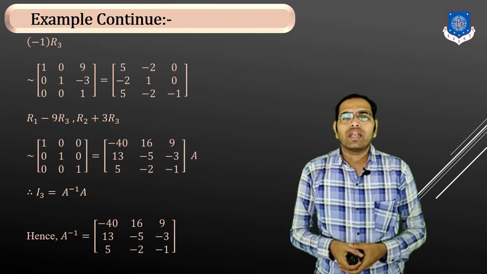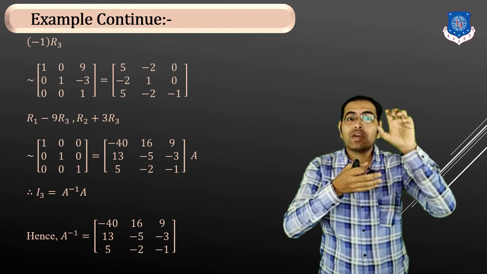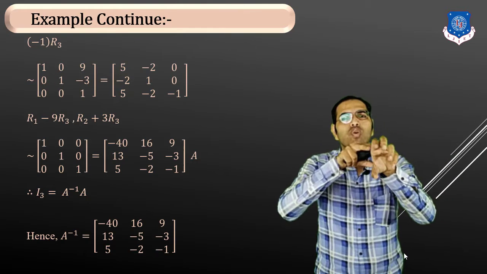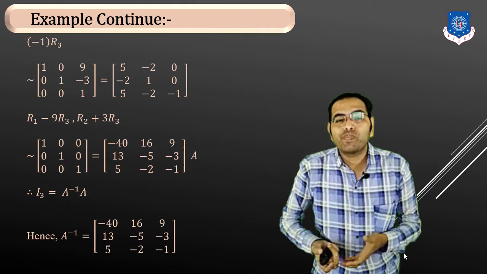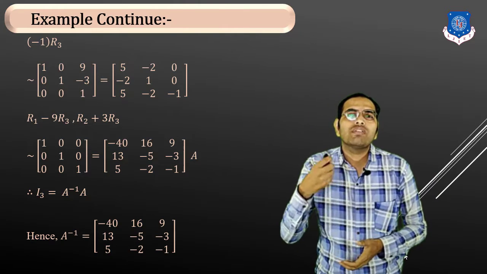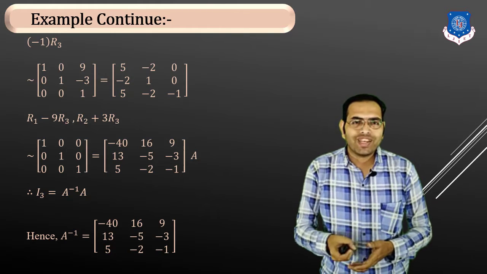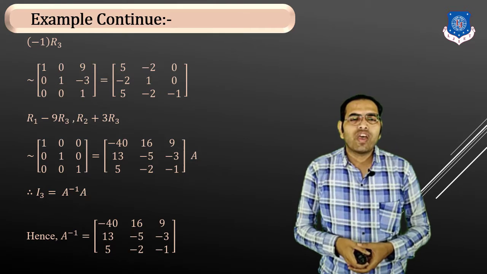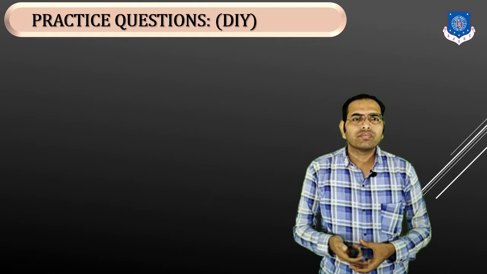Whatever operations we apply to the original matrix to convert it to the identity matrix, at that point our identity matrix becomes another matrix B, where B equals E inverse A. That is exactly A inverse, which is [-40 16 9; 13 -5 -3; 5 -2 -1].